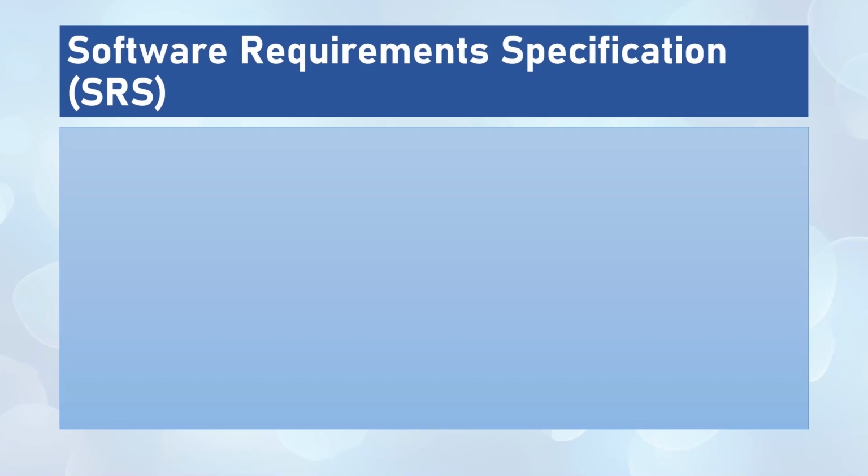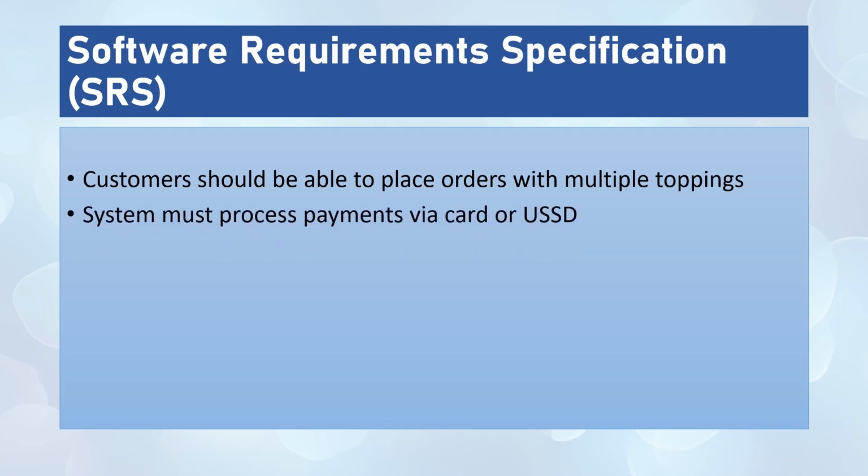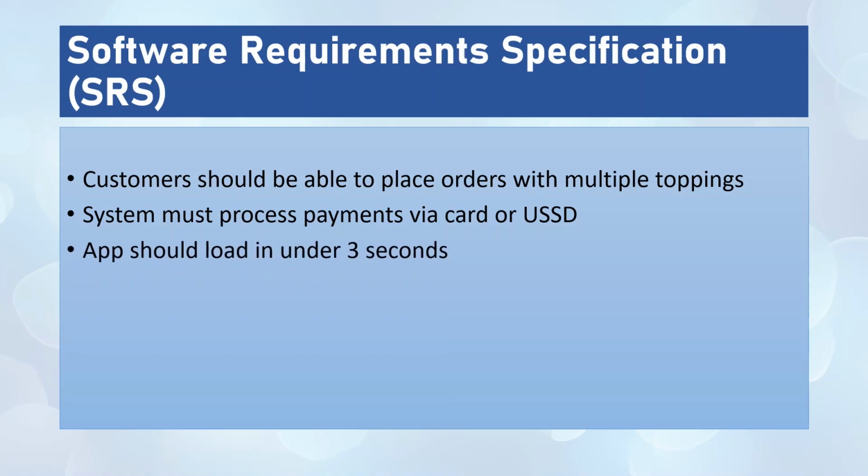So if, for example, you have requirements like customers should be able to place orders with multiple toppings, system must process payments via card or USSD, app should load in under 3 seconds. Those are requirements that would show up in a software requirements specification document. The focus of this is telling you exactly what the software should do and how the software should behave.